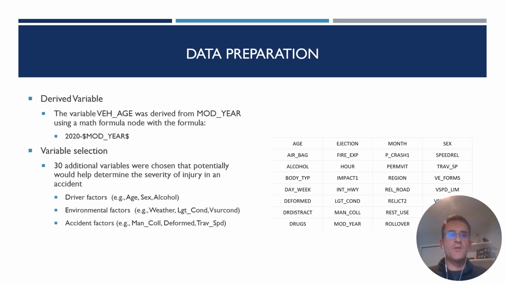We decided to derive one variable during the data preparation process. The variable vehicle age was derived from model year using a math formula node with the formula that is shown here. We also selected 30 additional variables that potentially would help determine the severity of injury in an accident. Those included some driver factors such as age, sex, and alcohol, some environmental factors such as weather, light conditions, and surface conditions, and some accident factors such as the manner of collision, how badly the vehicle was deformed, and the travel speed at the time of the accident.